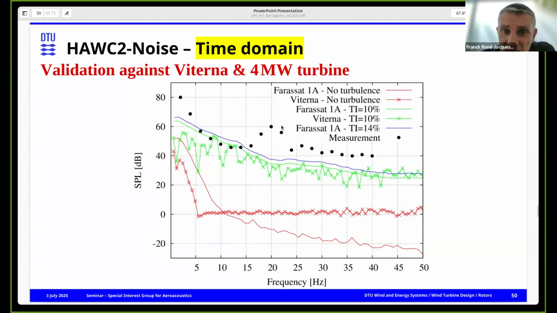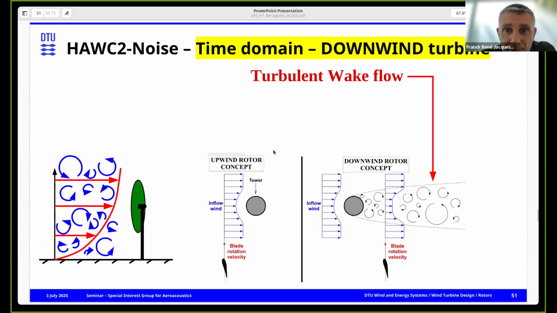And here you have a peak. It's probably some mechanical noise. I would expect probably some tonal noise. I don't know.